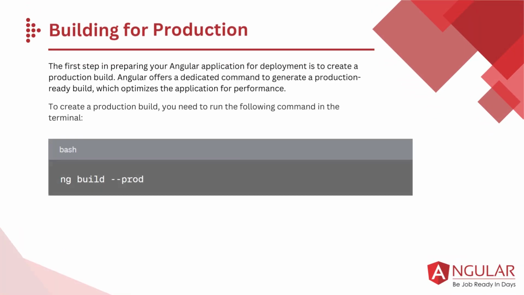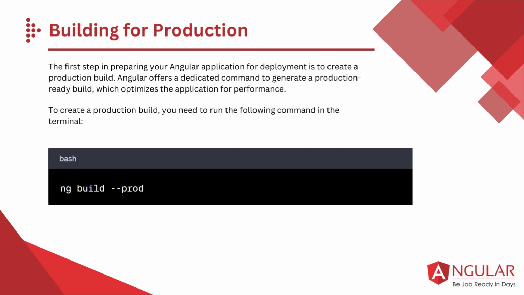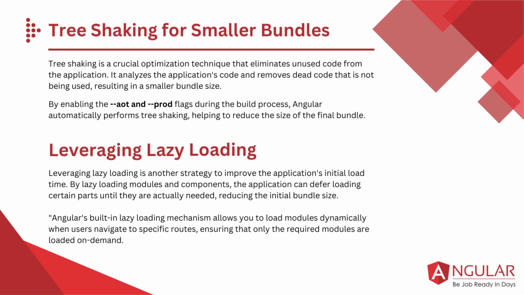2. Building for production. The first step in preparing your Angular application for deployment is to create a production build. Angular offers a dedicated command to generate a production-ready build, which optimizes the application for performance. To create a production build, you need to run the following command in the terminal. This command will compile the application's code, perform ahead-of-time compilation, minify the files, and remove unnecessary code and debugging information.